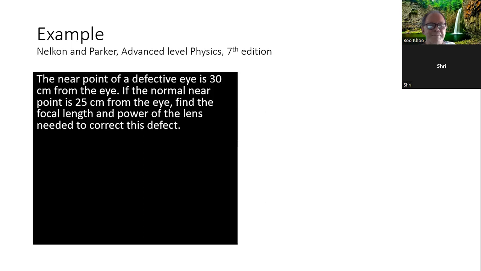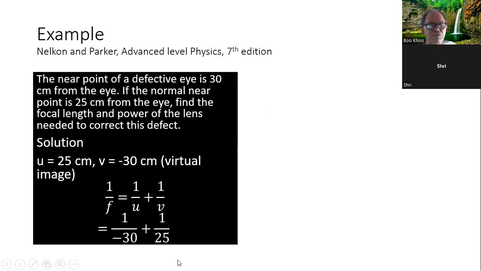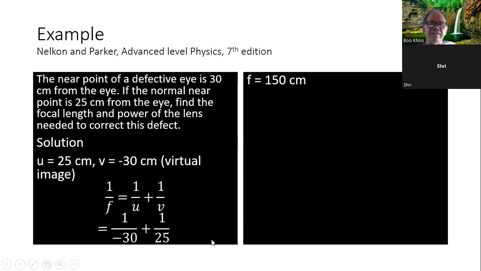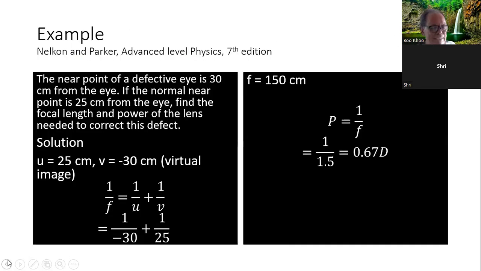Just went over with you. Just write down your 25 cm is the object distance. That defective near point is the image distance. Put a negative sign there. And use the equation. Put in your values. That one is minus 30. This one is 25. Calculate your focal length: 150. You want power. For power, you have to change that to meters. Right? So it's 0.67 D. Okay? Anything not clear?